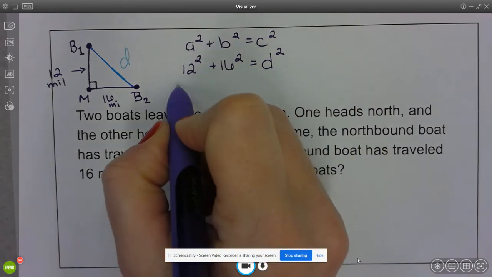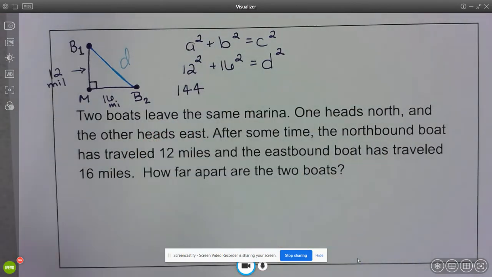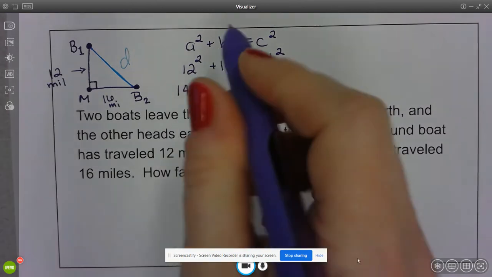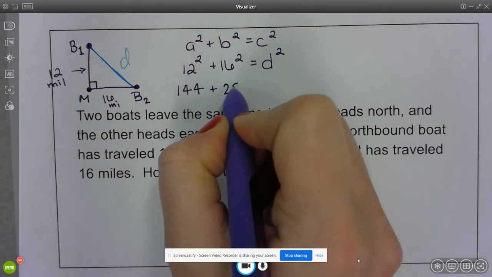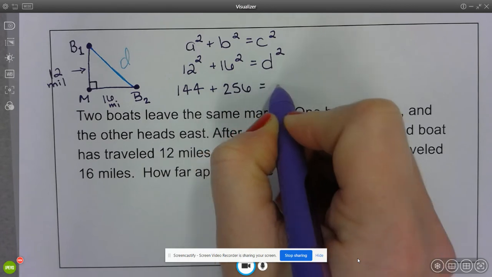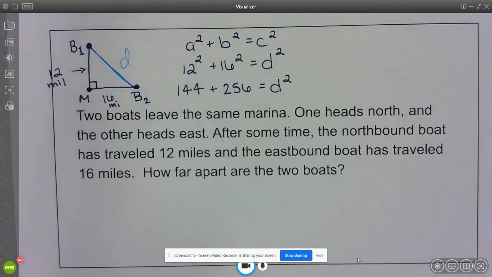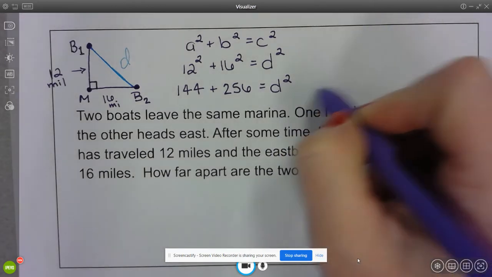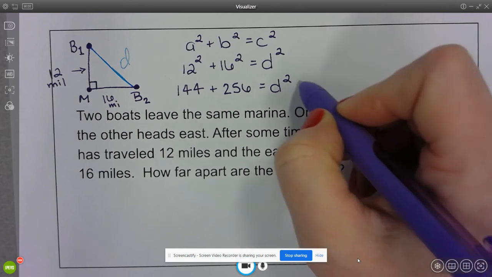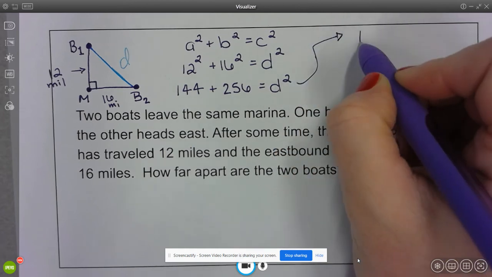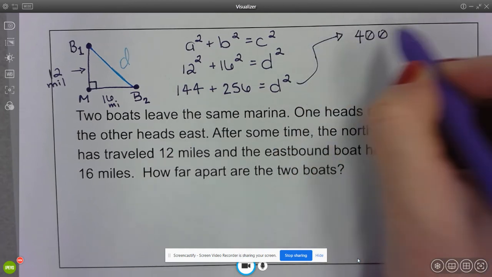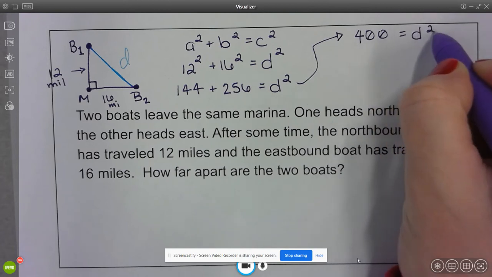So 12 squared is 144. 16 squared is 256. And today is the day that I am going to allow you to start using a calculator. So I'm going to start doing some work over here. I have 400 being equal to D squared.